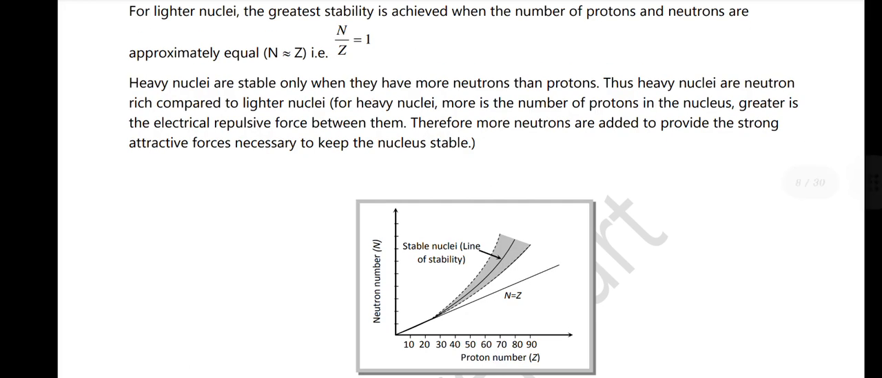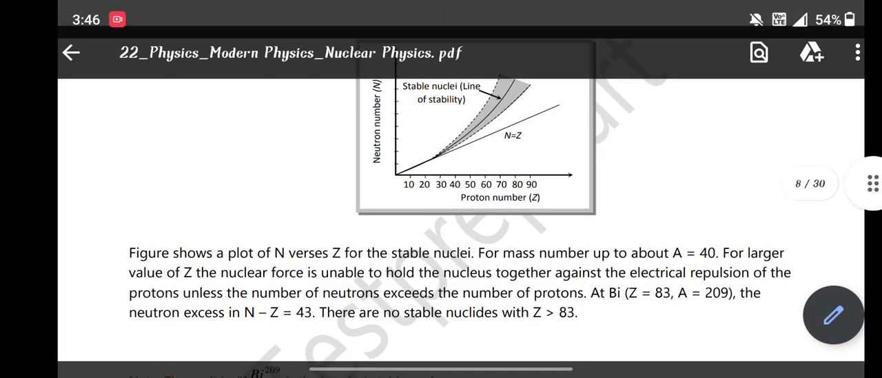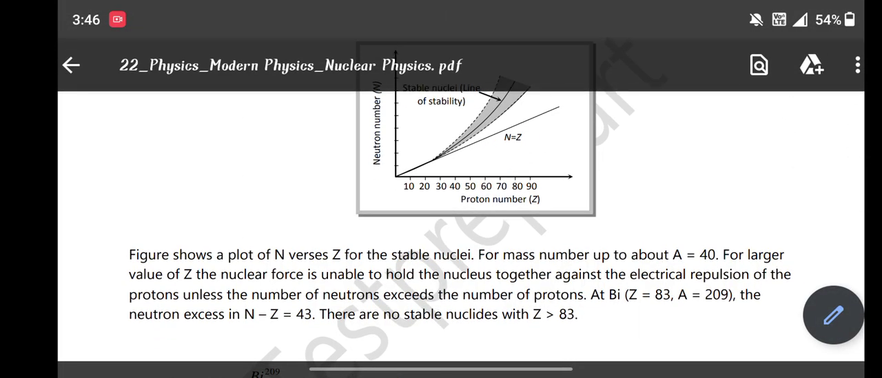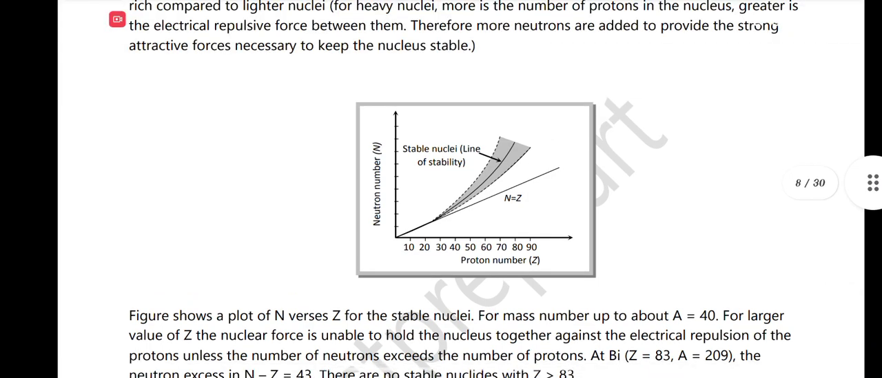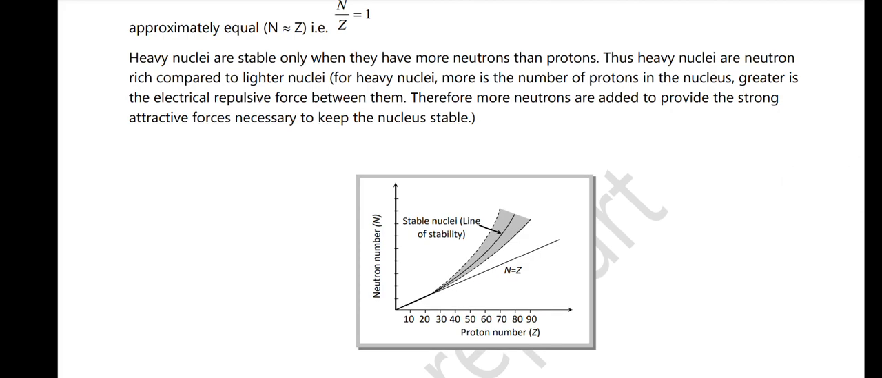Heavy nuclei are stable only when they have more neutrons than protons. So a heavy nucleus is called stable if it has more neutrons compared to protons. Thus heavy nuclei are neutron rich.